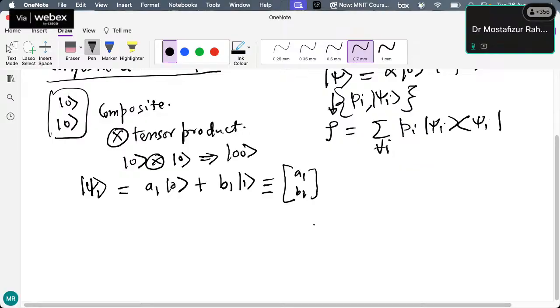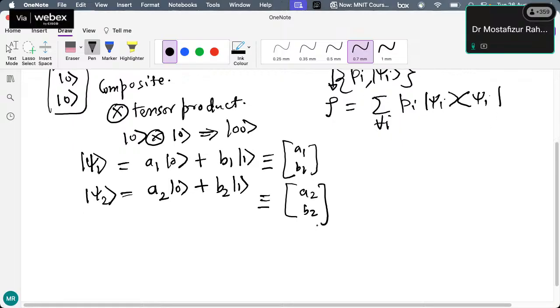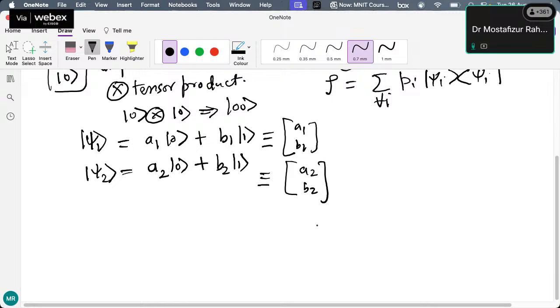And then we can have another state, say ket psi2, that we can represent as a2 ket 0 plus b2 ket 1, right? We can also represent that in column vector notation, a2 and b2. So this way we can represent two particular quantum states. Now, when we say a composite quantum system which combines both these states, it's like you cannot add an apple with an orange. Similarly, you cannot simply do addition like psi1 plus psi2, as that may not be a valid quantum state.